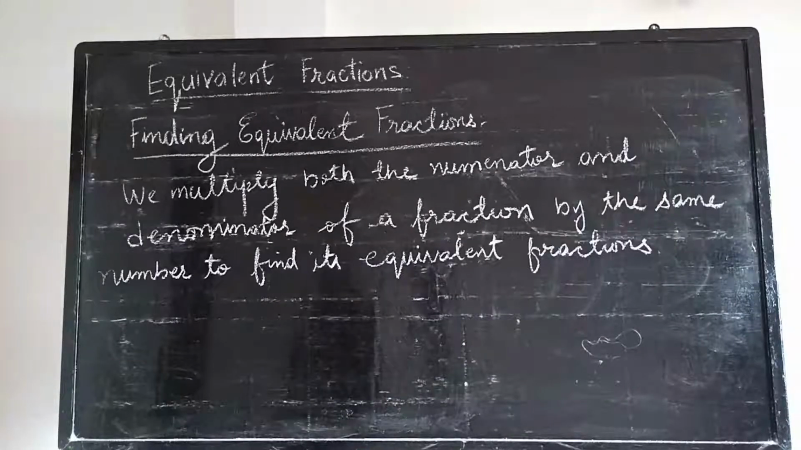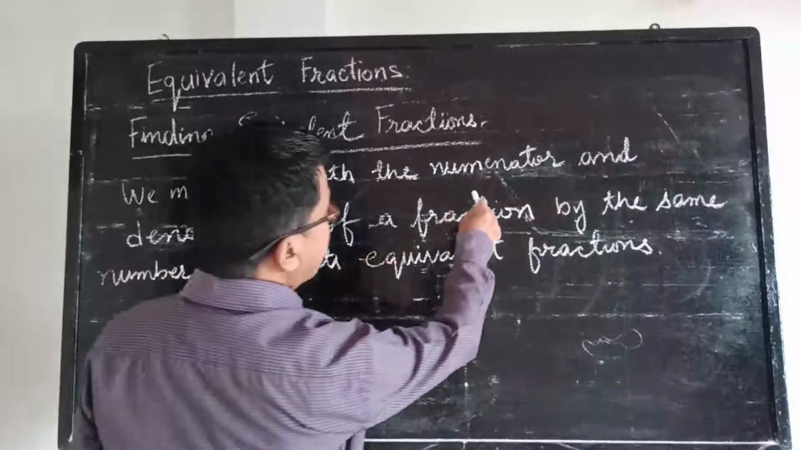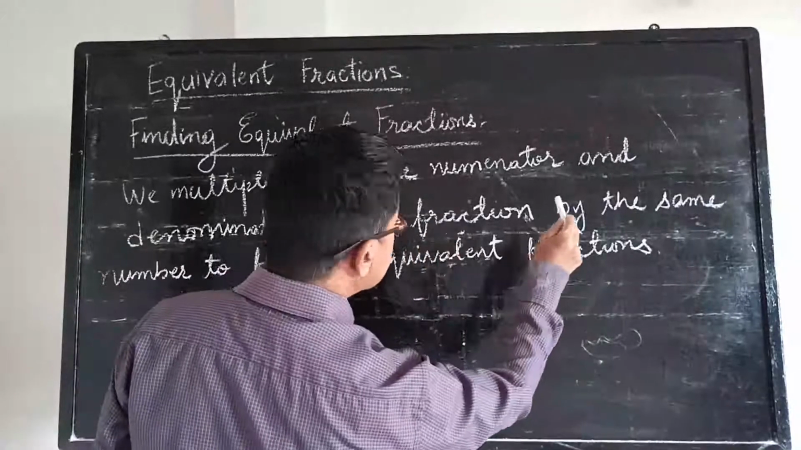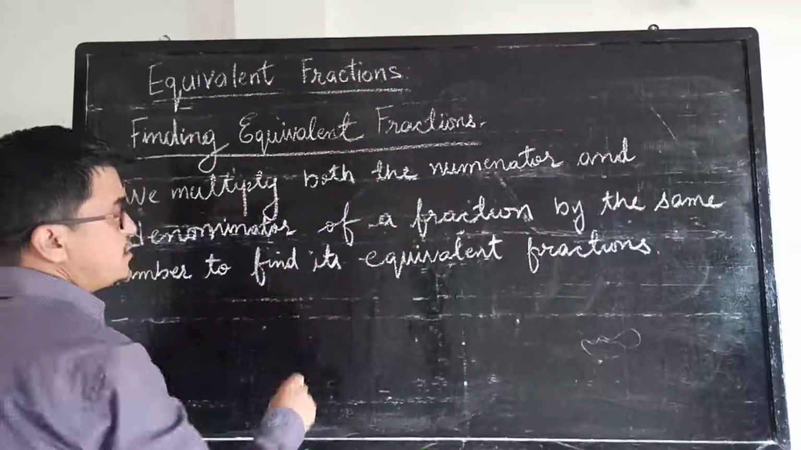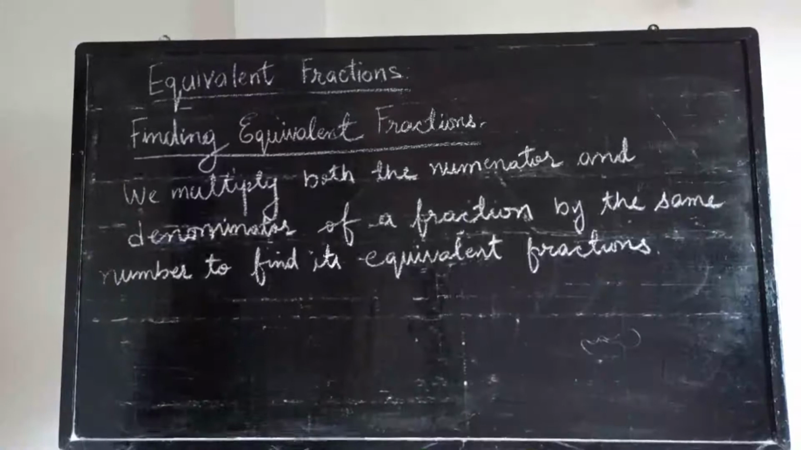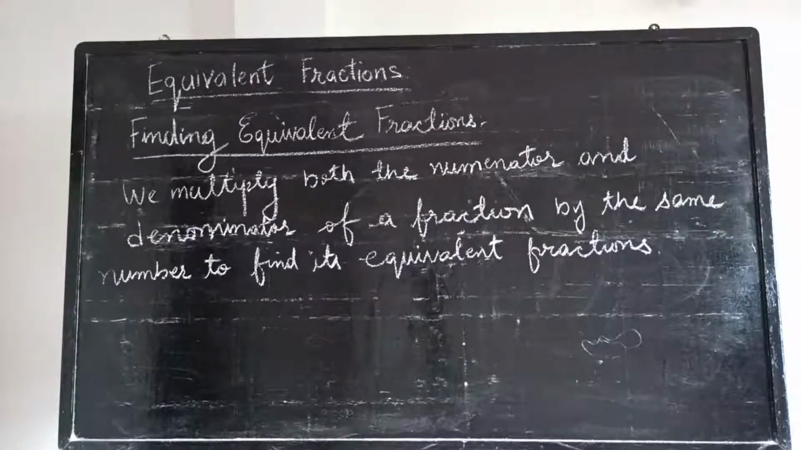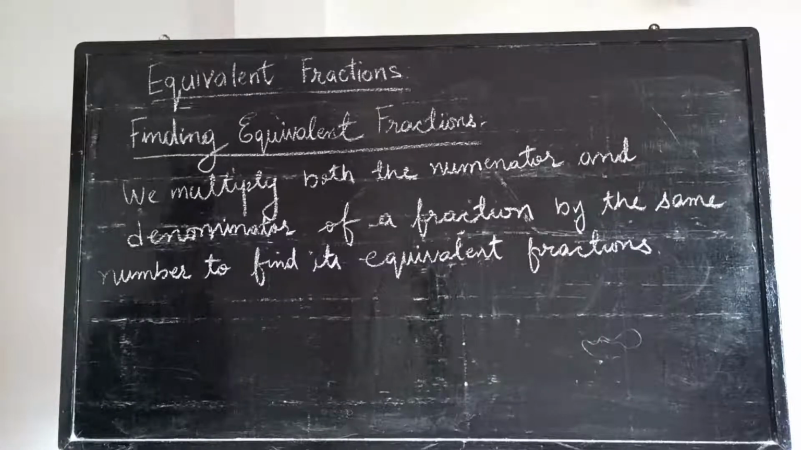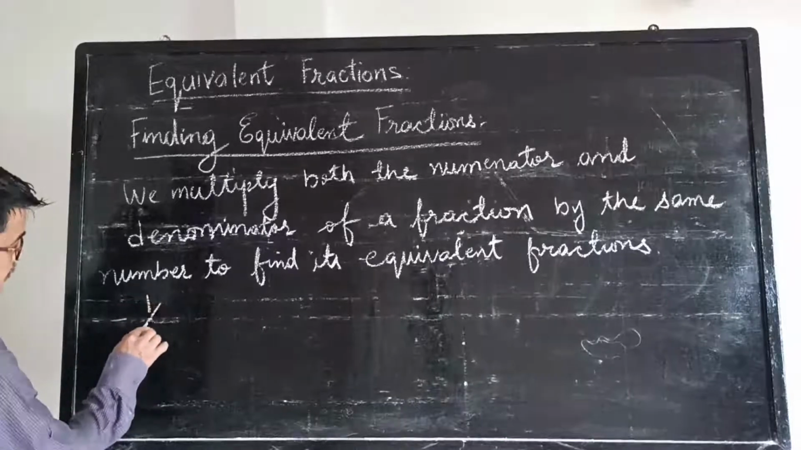Now, finding equivalent fractions. We multiply both the numerator and the denominator of a fraction by the same number to find its equivalent fraction. Now let us find equivalent fractions of 1 upon 3.